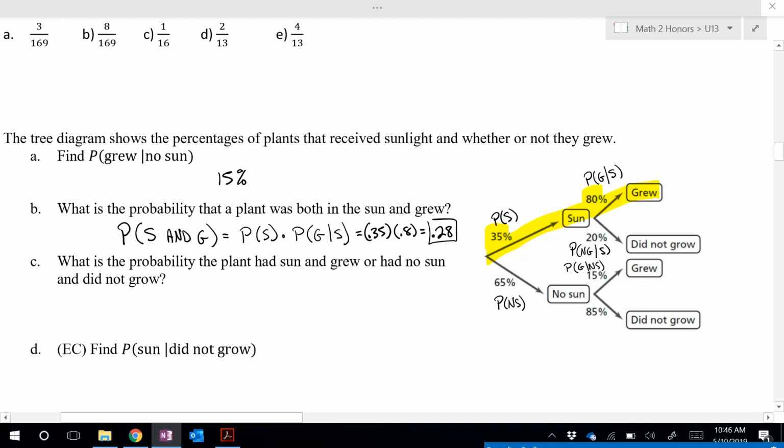Okay. Let's try C. What's the probability the plant had sun and grew, or it had no sun and did not grow? Careful where the ands are. Careful where the or is.